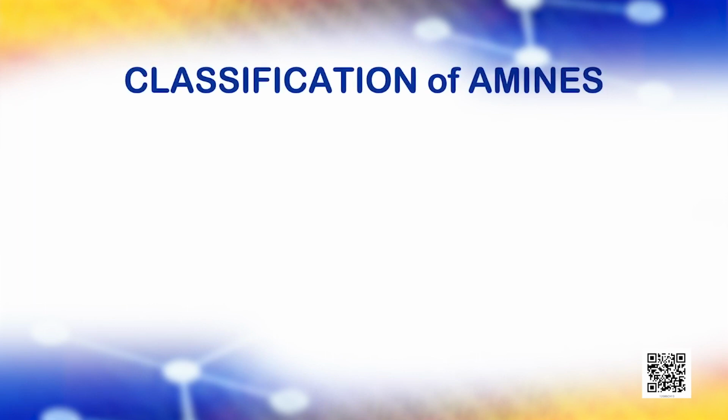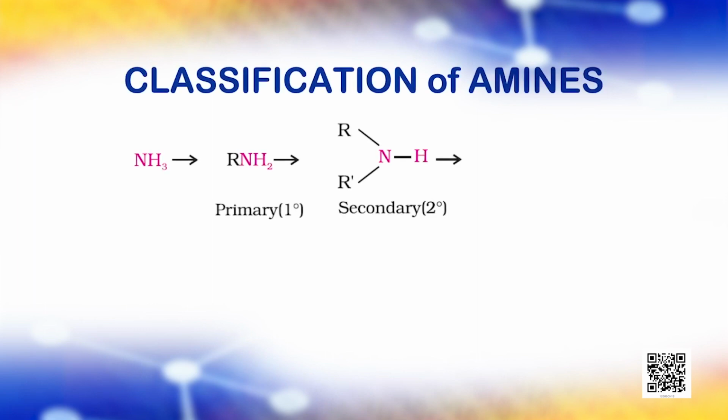Amines are classified as primary, secondary and tertiary depending upon the number of hydrogen atoms replaced by alkyl or aryl groups in ammonia molecule. If one hydrogen atom of ammonia is replaced by R, that is the alkyl group, or Ar, that is the aryl group, we get RNH2 or ArNH2, a primary amine.